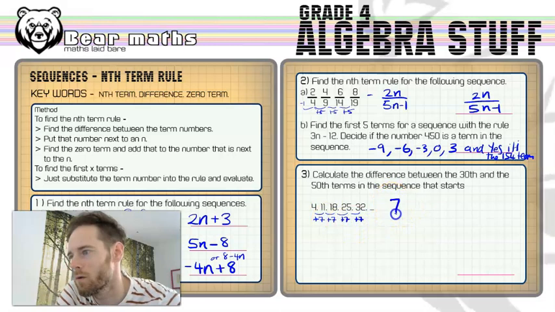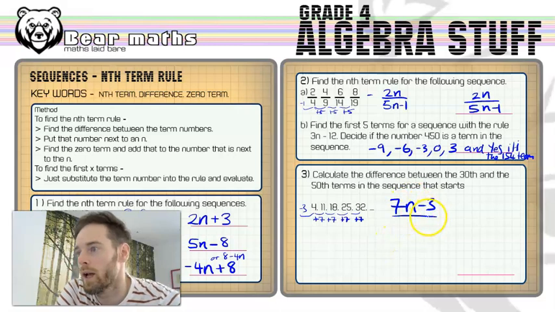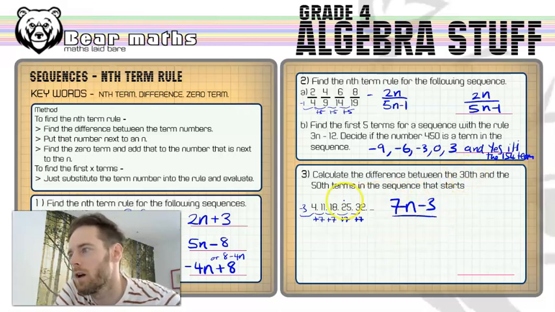It's a linear sequence. Therefore, the rule is 7n, and then find out what the 0 term would have been. It would have been a minus 3. So our rule is 7n minus 3. Now, that rule can be used to find the 30th term and the 50th term accordingly, and then we will be able to work out the difference between those numbers. So let's find out what that is.